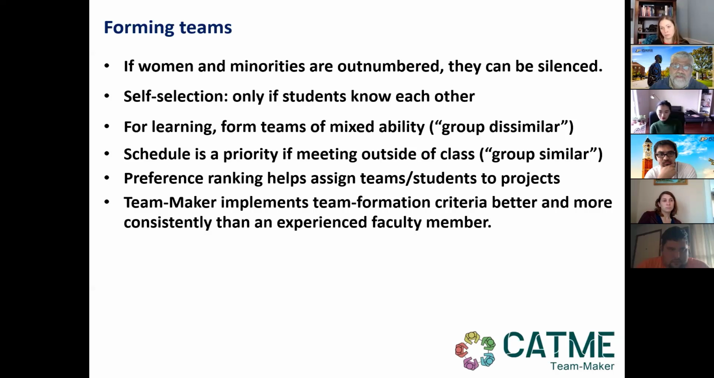When you're forming teams, there are a variety of additional criteria we do know about. If the focus is on learning, it is good to form teams of mixed ability, and the system uses the feature group dissimilar. But there are circumstances where teams have to compete for a grade with other teams, and there the focus is on performance, and it's not necessarily fair to put teams together of mixed ability in that circumstance.